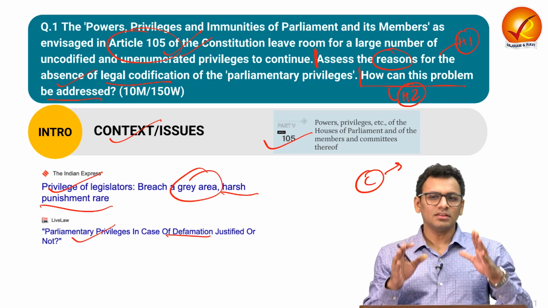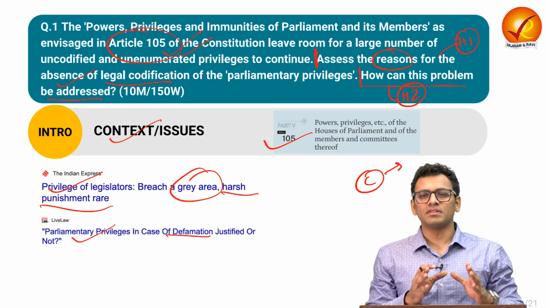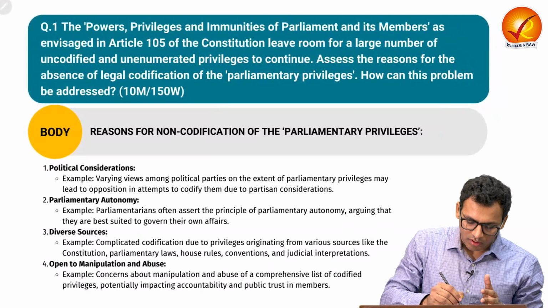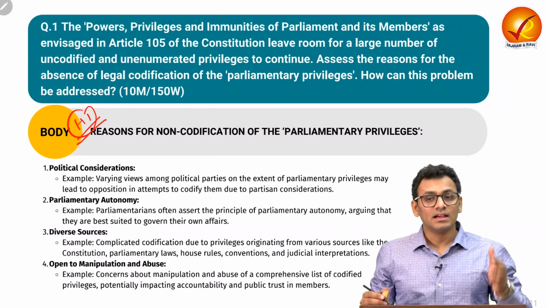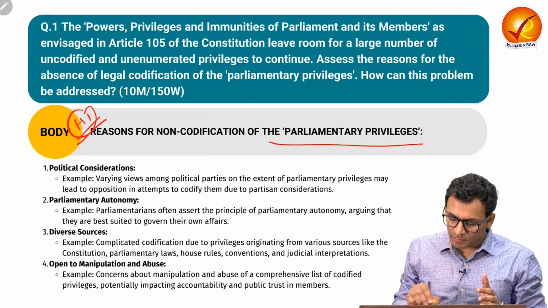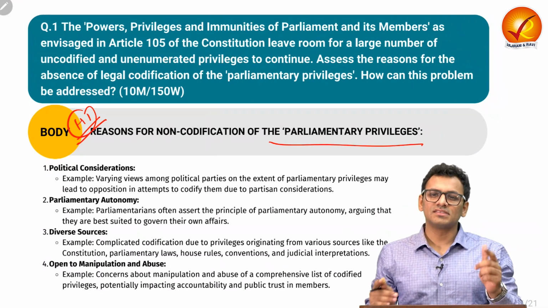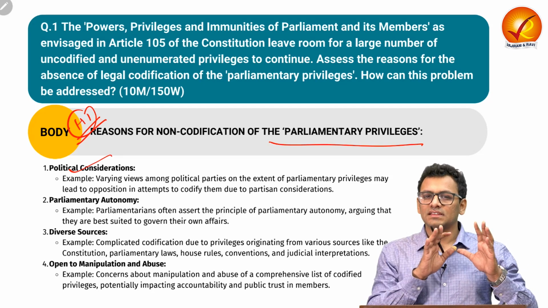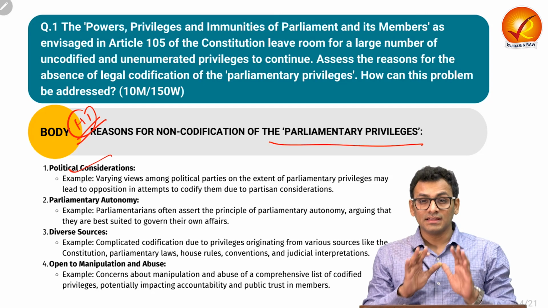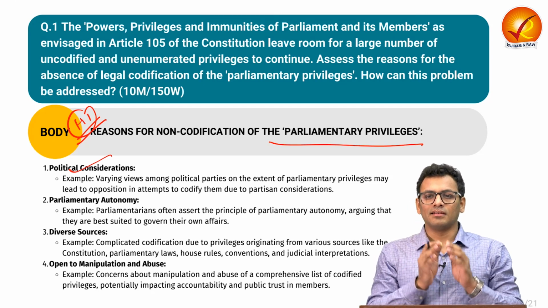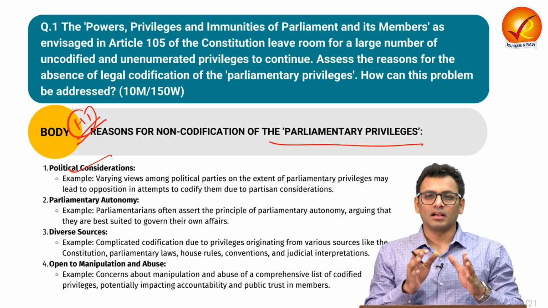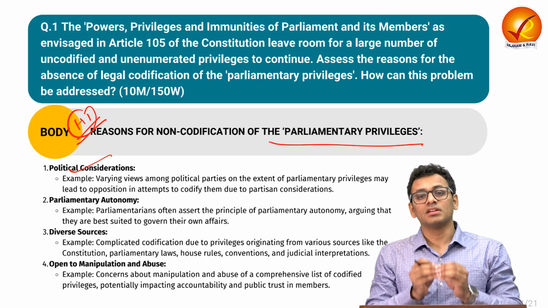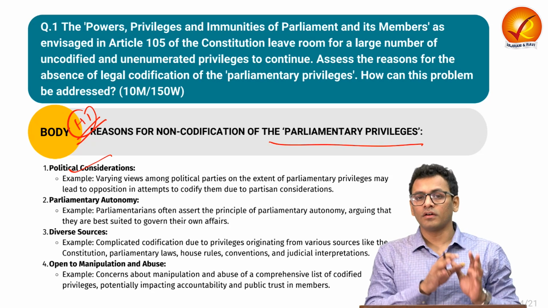Then in the transition line, you can talk about how there are certain reasons behind this non-codification, and you can go ahead with the body's heading 1, where you can talk about reasons for the non-codification of the parliamentary privileges. The very first reason that you can think about is basically the political consideration. We have seen multiple parties have different ideas with respect to the privileges, and thus there is a dissonance when we are talking about a consensus over here. And because such consensus is not reached, we have not seen the codification of those privileges.